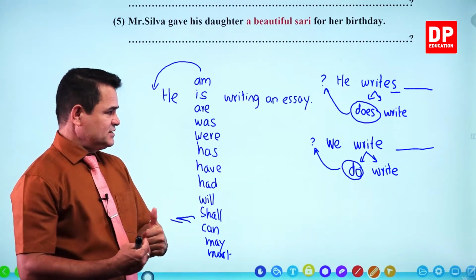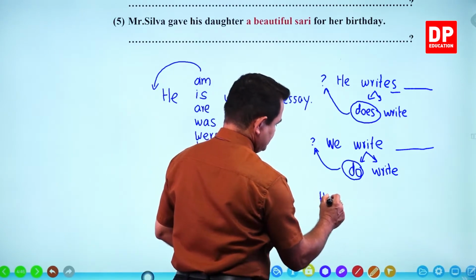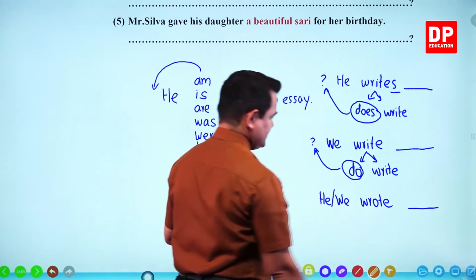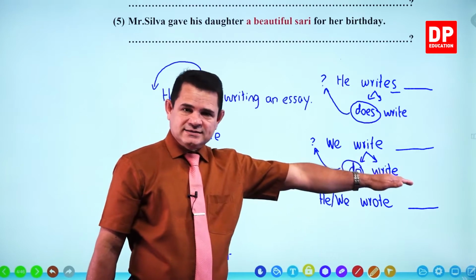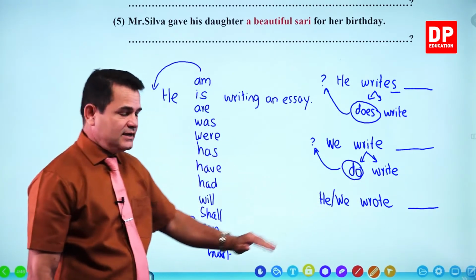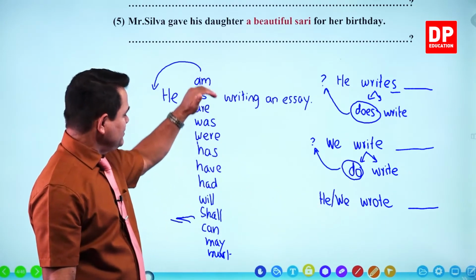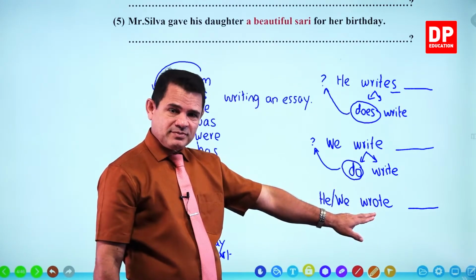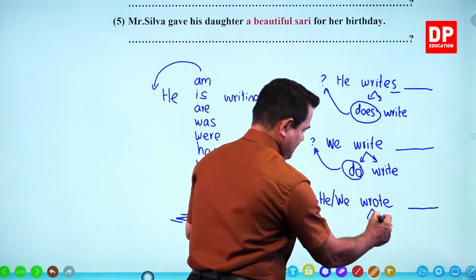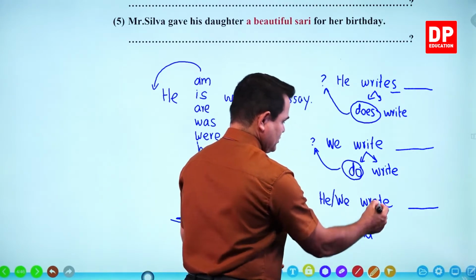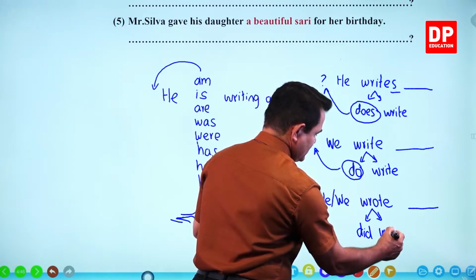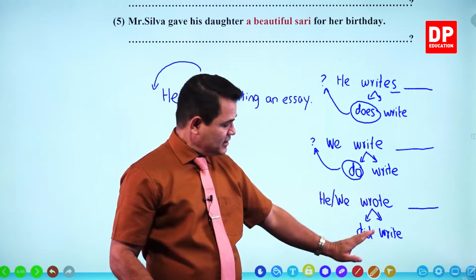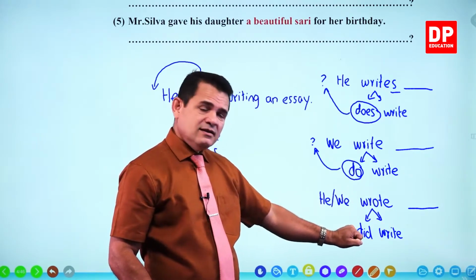That is present tense. If it is past tense, it can be he or plural, we. He wrote an essay. We wrote an essay. In this sentence you can't see these words. To form the question, first look at the verb. What is the verb here? Wrote. Past tense. If it is past tense, you should know there is did. Wrote becomes did write. Remember that. Wrote, did write; went, did go; played, did play.